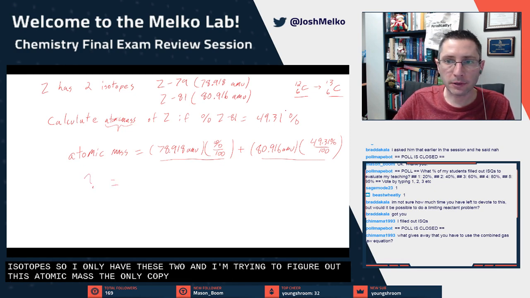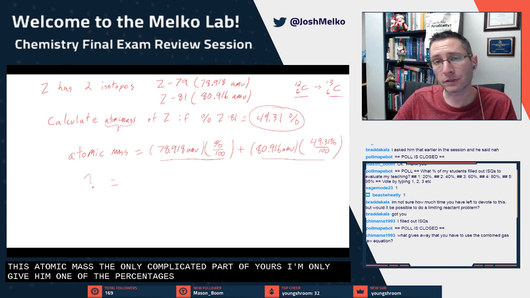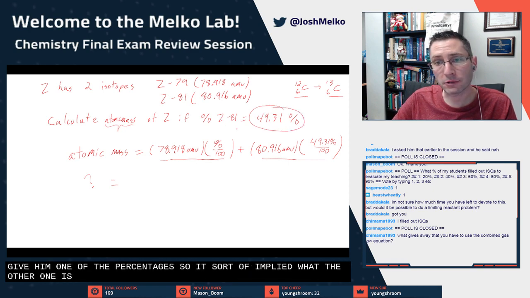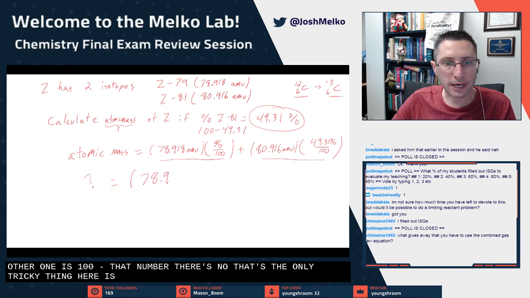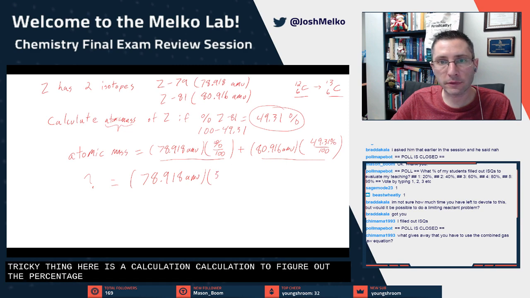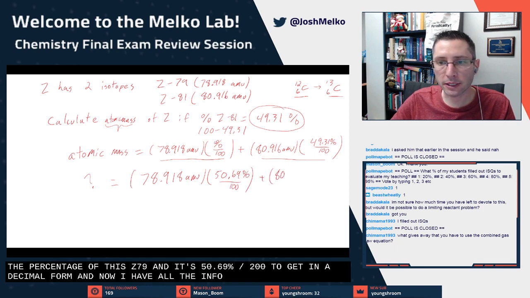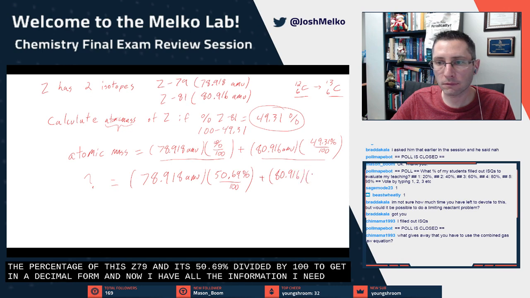The only complicated part here is I'm only given one of the percentages, so it's implied what the other one is. You have to realize that if one's 49.31, the other one is 100 minus that number. So that's the only tricky thing here: there's a calculation you have to do before the calculation to figure out the percentage of this Z79, and it's 50.69%. Divide by 100 to get it in decimal form, and now I have all the information I need to solve this.